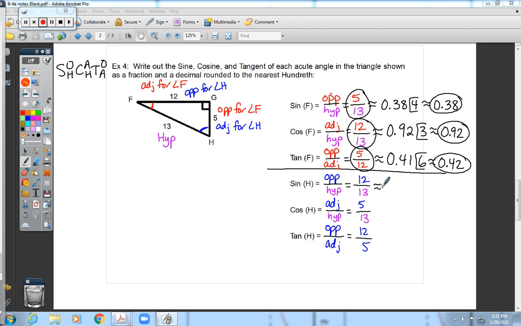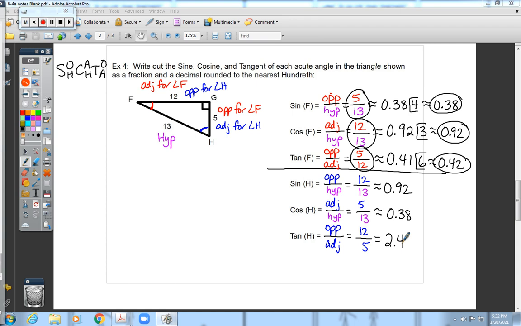Again, I should be feeding these to the calculator, but you'll notice that the sine and the cosine are values that we already have. 12 over 13 is 0.92. 5 over 13 is 0.38. For tangent, we don't need to round because 12 divided by 5 is exactly 2.4.